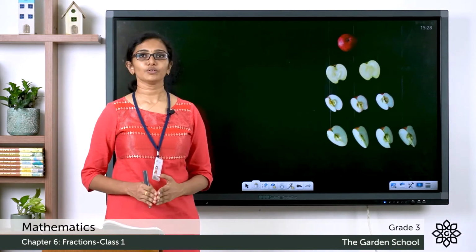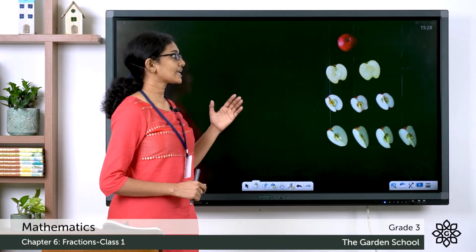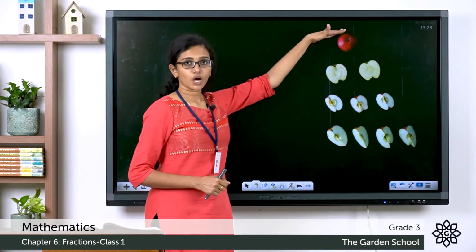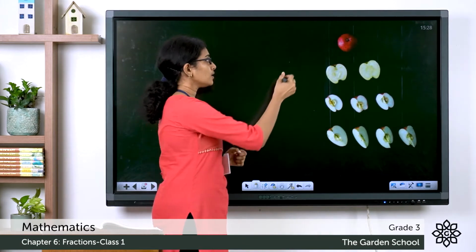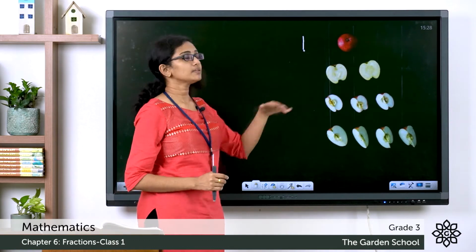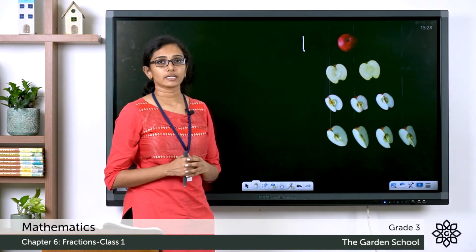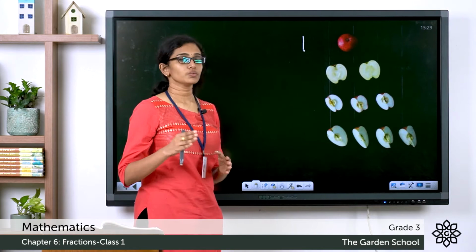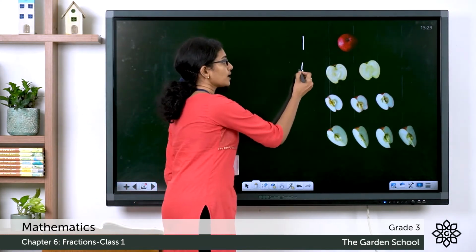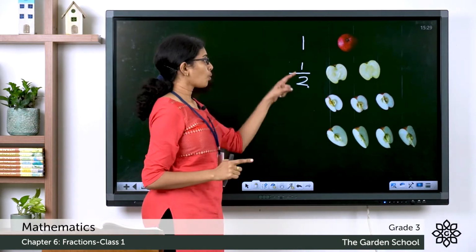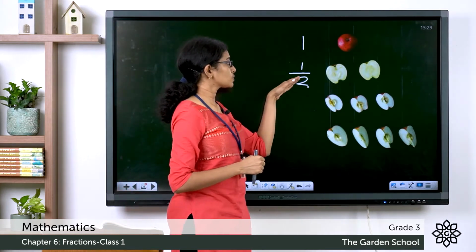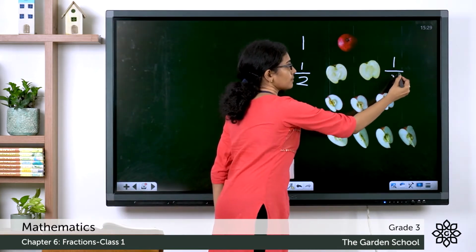Clear? Now, look at this picture given here. You can see an apple divided in different ways. In the first picture, you can see the whole apple, which represents one whole. In the second row, the apple is divided into two equal parts, the first part and the second part. When you consider each part, you can say each part is 1 by 2, or one part out of two total parts. Clear? So this part is 1 by 2 and this part is 1 by 2.